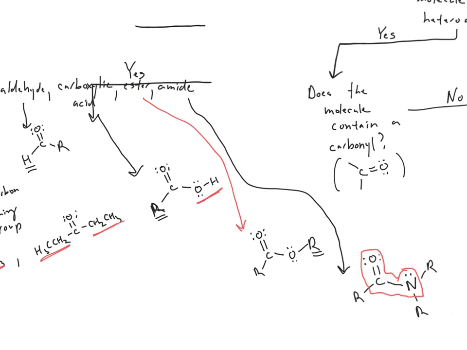It has to be next door. It has to be a neighbor. You have to have a carbon-nitrogen single bond in order for it to be an amide. And those are the predominant carbonyl containing, carbon-oxygen double bond containing functional groups that you'll encounter in this course.